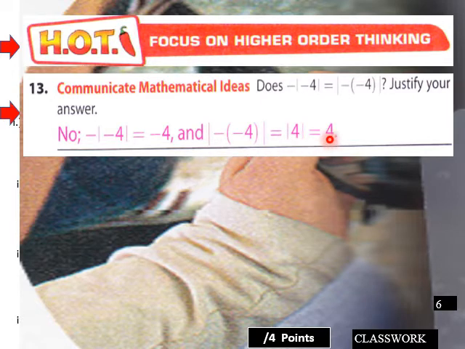So it equals 4. So does this justify it, and this is the justification up here: does the negative of the absolute value of negative 4 equal the negative of negative 4? So it's a little confusing here. This equals negative 4. This equals 4. So they do not equal each other.